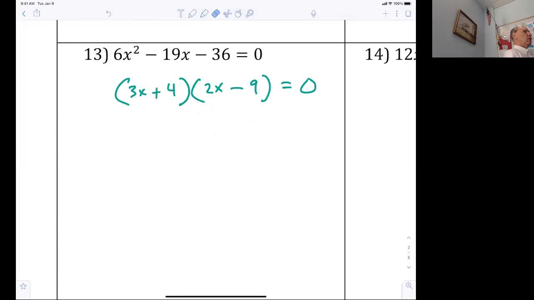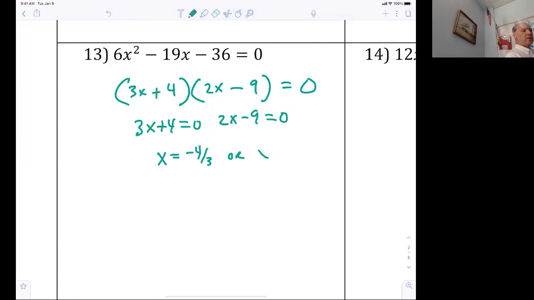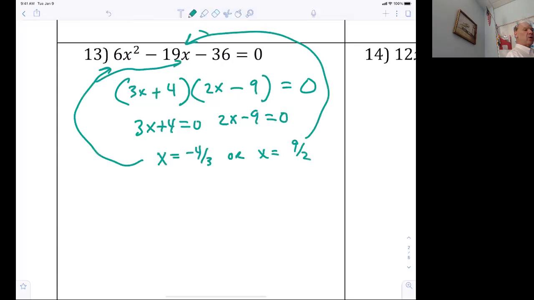All right. Now, from there, set the factors equal to 0. 3x plus 4 equals 0. 2x minus 9 equals 0. So now you just write x equals -4/3 or x equals 9/2. Somebody tell me what happens if I plug -4/3 in for x? You get 0. What happens if I plug 9/2 in for x? You get 0. Those are the only two answers that will make 0.